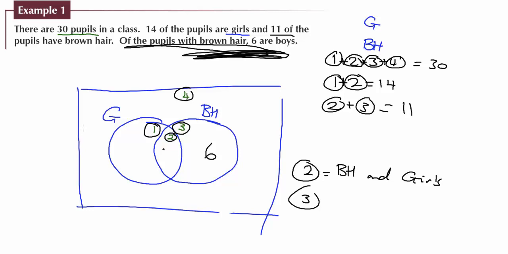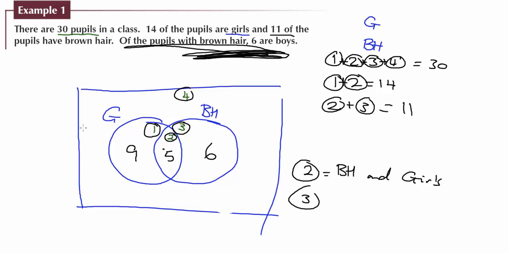I know that these 2 have to add up to 11. Well, if that's 6, that's going to be 5. And remember from earlier, I know that there's 14 pupils who are girls. Well, if I know that 5 of them are here, that means 9 of them are here. And finally, how much do I have altogether here? So 6, I've got 20 here.